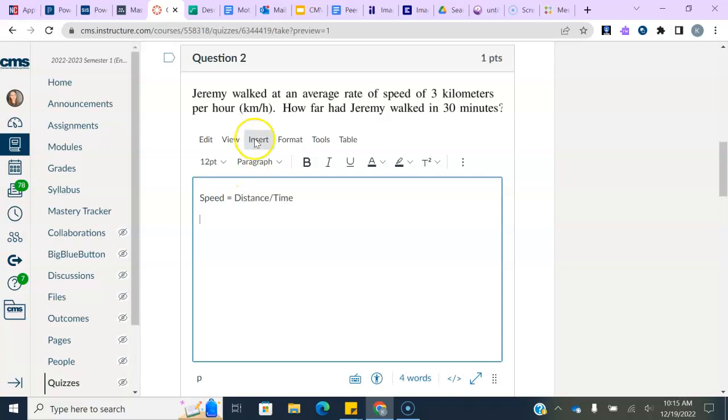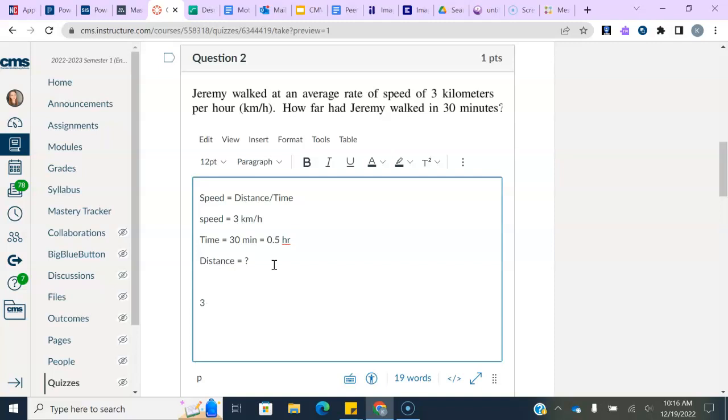He walked at an average speed of 3 kilometers per hour. We know that's his speed. And we want to know how far he walked in 30 minutes. So his time is 30 minutes. But here we have a problem because this time is in minutes and it needs to be in hours. We know that 30 minutes is half an hour, so we're going to change this to 0.5 hours. His time is half an hour, and we want to know the distance.